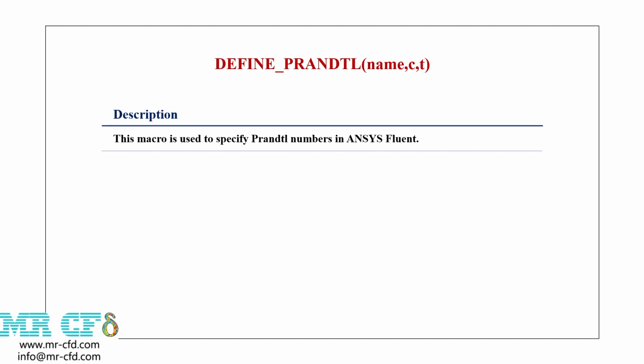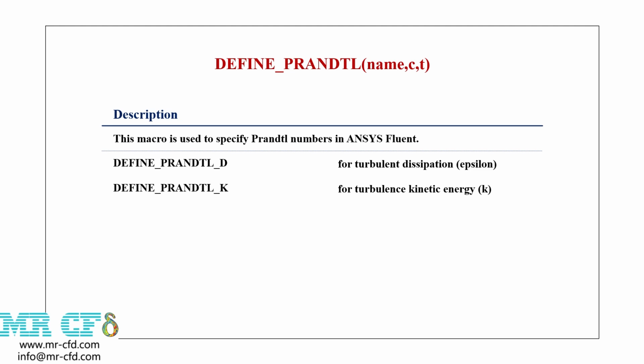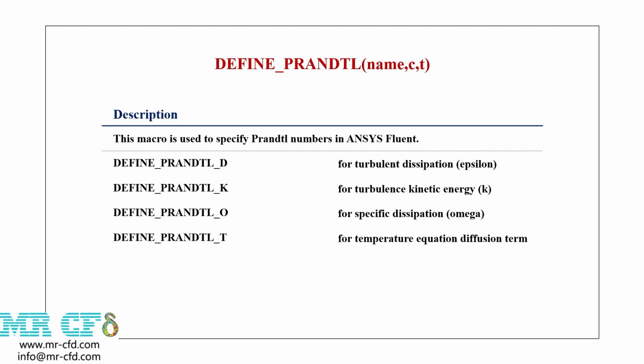Of course, Prandtl macros are made up of different types. For example, the DEFINE_PRANDTL_D macro is used to define the Prandtl number related to the turbulence energy dissipation equation. The DEFINE_PRANDTL_K macro is used to define the Prandtl number related to the kinetic energy equation. The DEFINE_PRANDTL_O macro is used to define the Prandtl number related to the specific dissipation equation, and the DEFINE_PRANDTL_T macro is used to define the Prandtl number related to the diffusion term of the temperature equation.